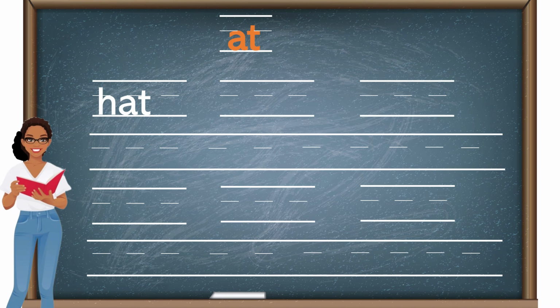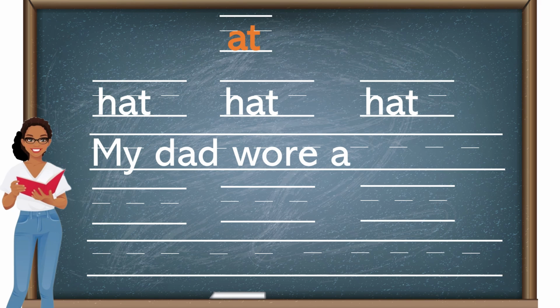Our next sight word from the at sound list is hat. H-A-T. Hat. Spell it with me. H-A-T. Hat. Let's spell it again. H-A-T. Hat. Let's use it in a sentence. My dad wore a hat.